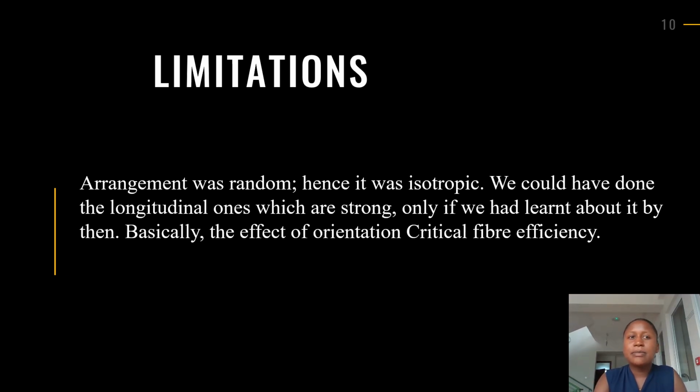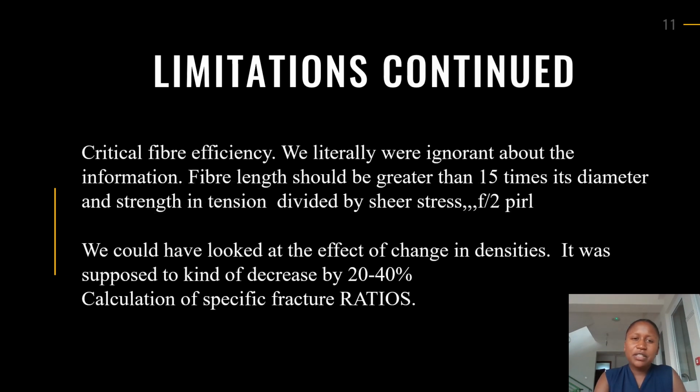could have produced much stronger bricks. Basically, the critical fiber efficiency, we were ignorant about the information. The fiber length should be greater than 15 times its diameter, strength in tension divided by the shear stress, which is basically given by F over 2 pi RL. We could have looked also at the effect of change in densities and volume ratios and see how overall our structure was going to be affected, including the specific structure fracture ratios.